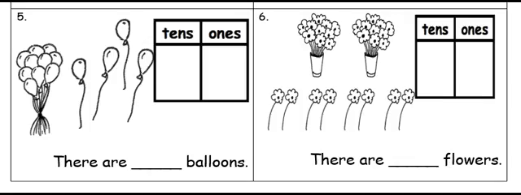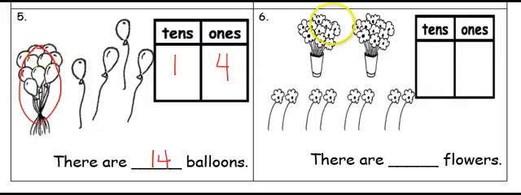We can show that same idea using a place value chart. So here I have a group of 10 balloons and 4 more. Since I have one group of 10, I'll put a 1 in my tens place, and I have 4 separate balloons. That means I'll put a 4 in my ones place. Since I have one group of 10 and 4 ones, I have 14 balloons in all.